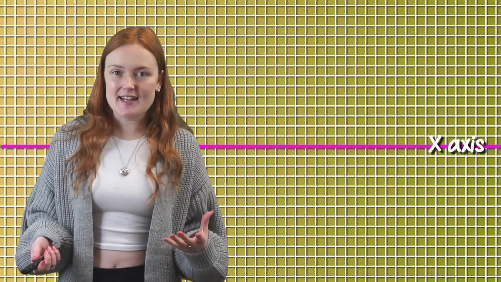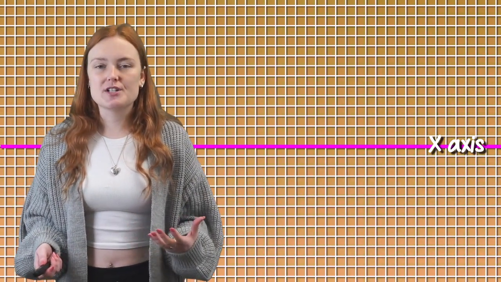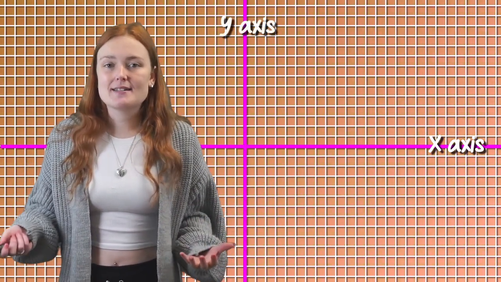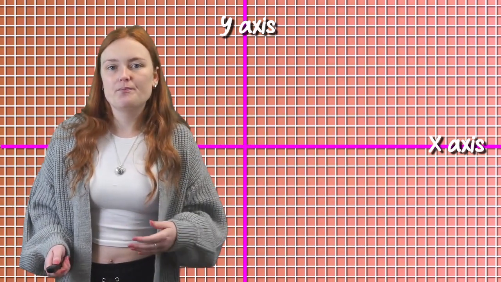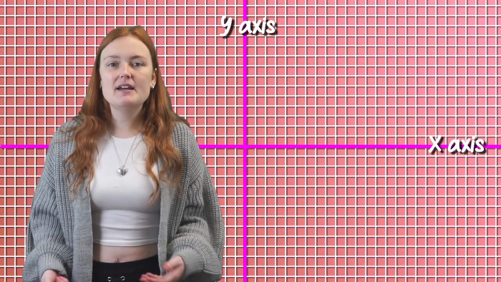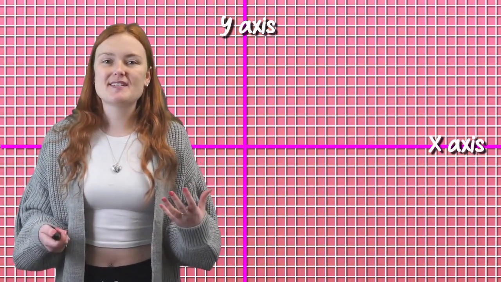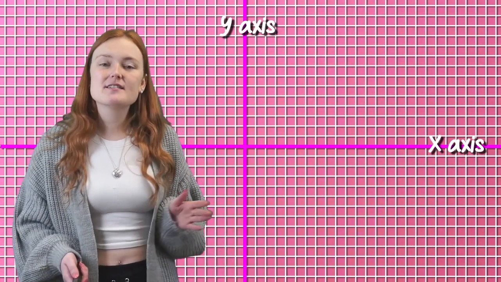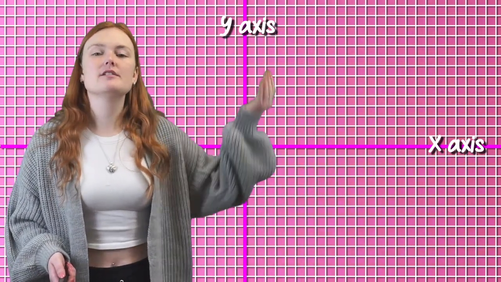The x-coordinate goes along the x-axis on a graph, which is the horizontal axis. The y-coordinate then goes along the y-axis, which is the vertical one. So we can remember this by along the corridor and up the stairs. The x-coordinate comes first, so we go across, and then the y-coordinate, we go up.